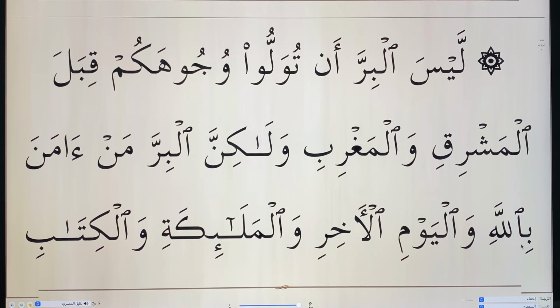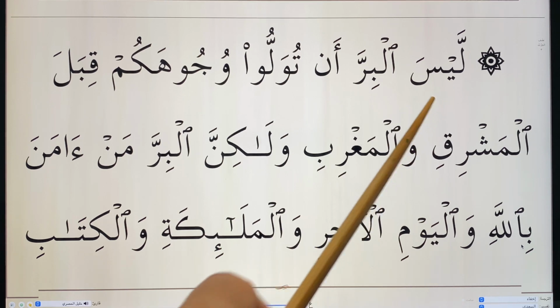We have reached ayah number 177 of Surat Al-Baqarah. This is a nice long ayah and we are right here.